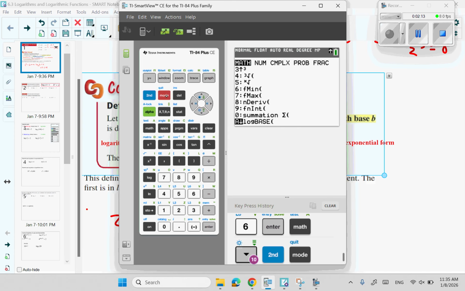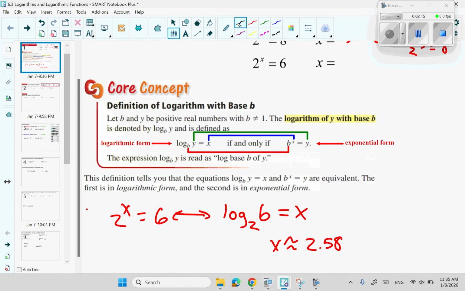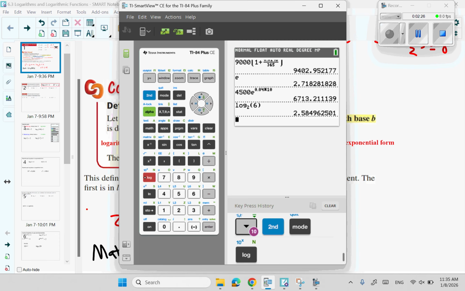Now, it's important to know that that is under Math A for log base. Because if you just press the log button, you can't adjust the little number right there. See how I wanted to get that 2 there? I can't put that 2 in there if I just press log.